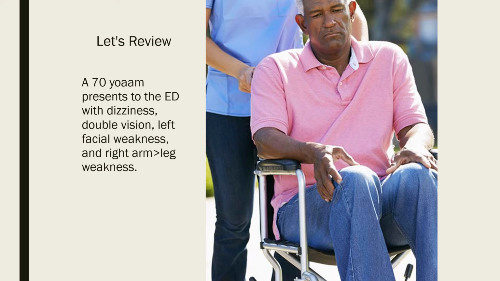So now let's say you have a 70-year-old African-American male who presents to the ED with dizziness, double vision, left facial weakness, and right arm greater than leg weakness. What type of stroke do you think this patient had? Based on these symptoms, and you can pause this if you need to, I would say the patient likely had an ischemic stroke involving the posterior circulation. Where? So the patient has cerebellar symptoms with crossed facial and arm greater than leg weakness. This is more consistent with a vertebrobasilar artery ischemia.